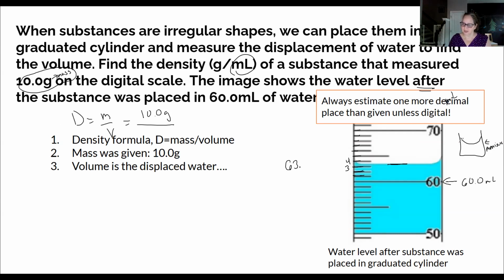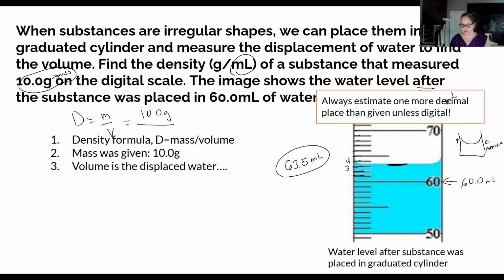Why does this happen? This is surface tension. So with capillary action, it tries to climb up the side. Since it's a wider graduated cylinder, this is also probably going to be closer to the actual volume if we were using a totally different setup. And it's about halfway between. So I'm going to call this 63.5 milliliters.